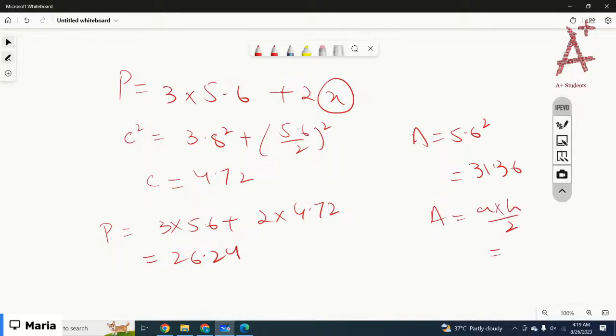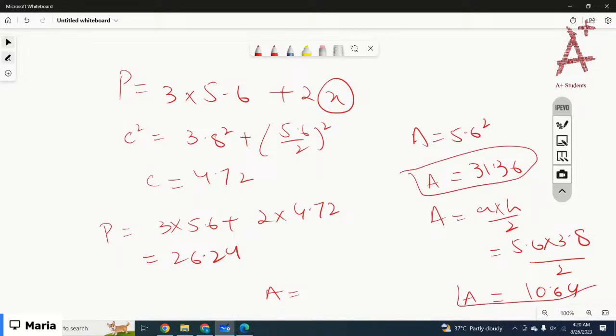It would be 5.6 times 3.8 over 2. So let's just calculate. It would be 10.64. So for the area of the total figure, you just have to add both the areas, area of the square and area of the triangle, right? It would be 31.36 plus 10.64. It would be 42. So the perimeter is 26 and the area is 42, right? Okay.